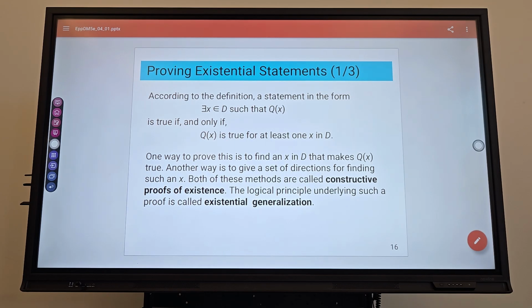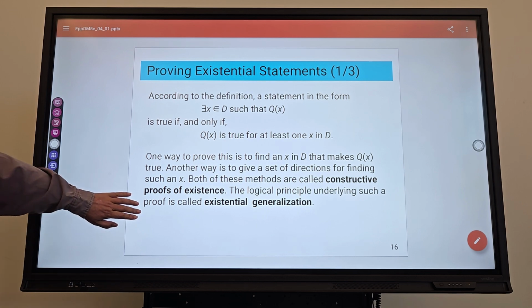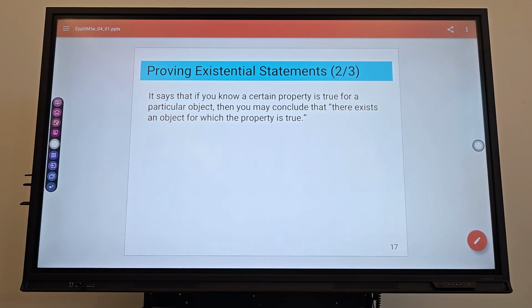Another way is to give a set of directions for finding such an x. Both of these methods are called constructive proofs of existence. The logical principle underlying such a proof is called existential generalization. It says that if you know that a certain property is true for a particular object, then you may conclude that there exists an object for which the property is true.